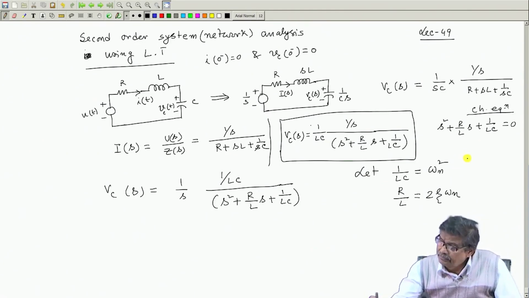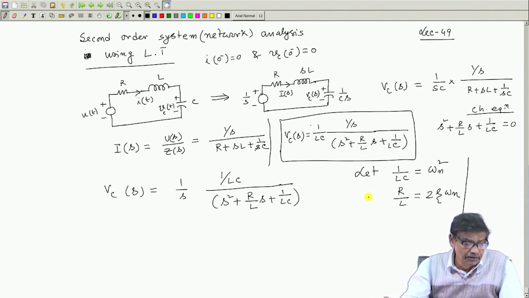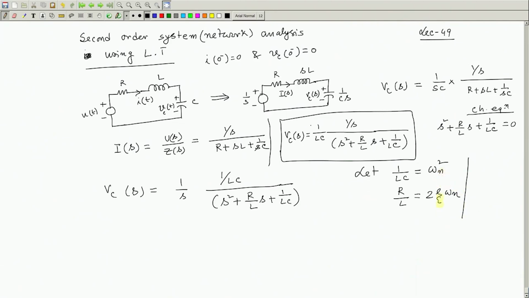In fact, it should not disturb you, because if you solve these two, you can see that zeta will become equal to R by 2 into root over C by L, and omega n is equal to root over L by C. That is, given a circuit, this one, sorry, omega n is 1 over root over LC.